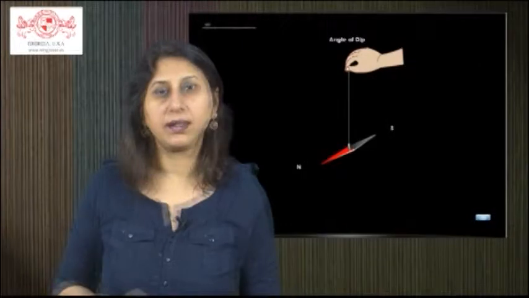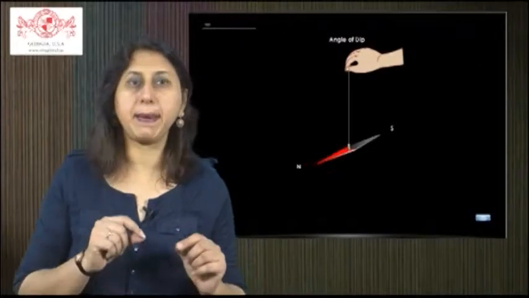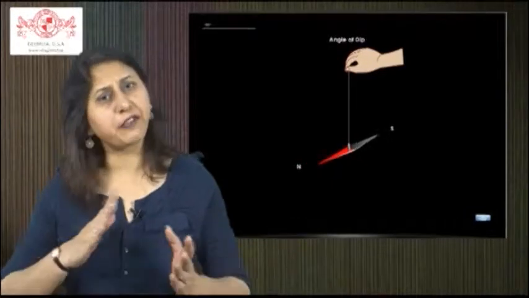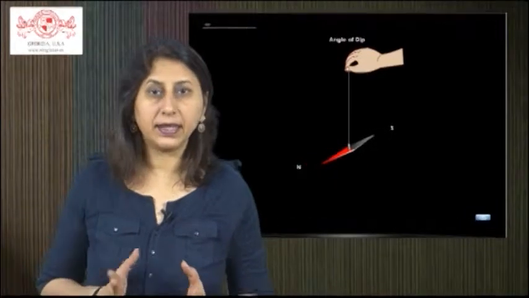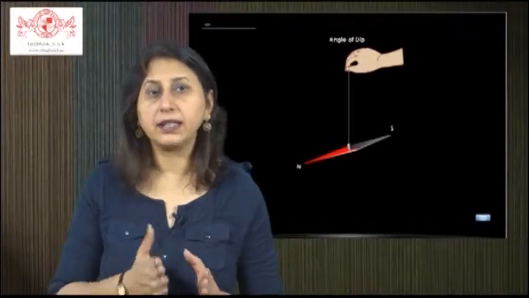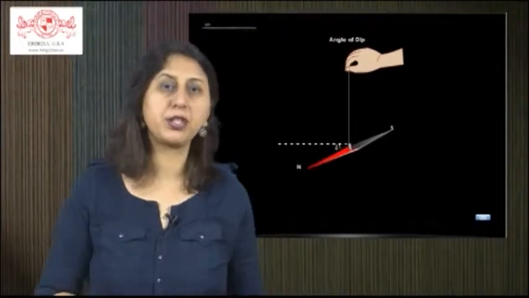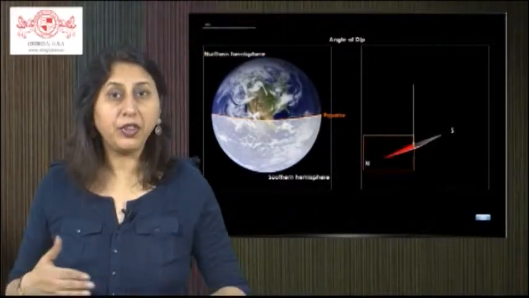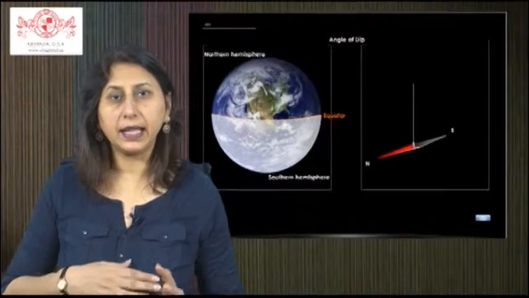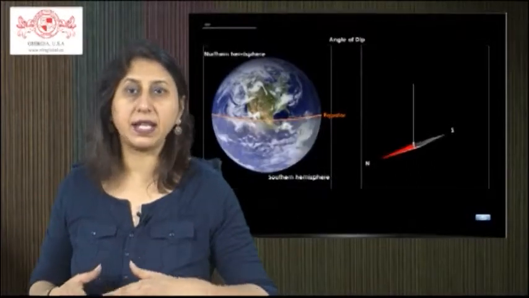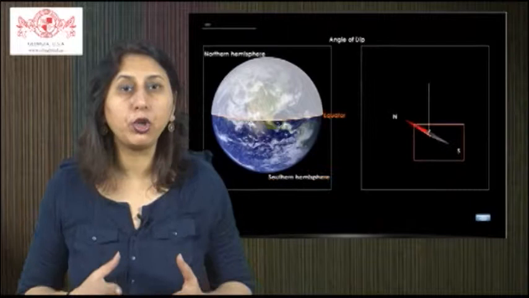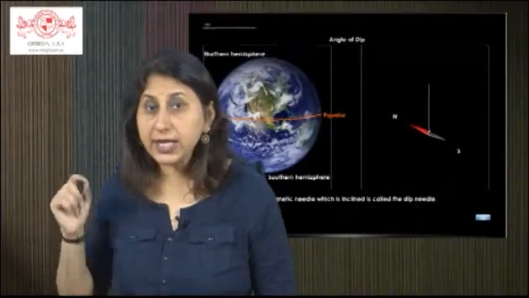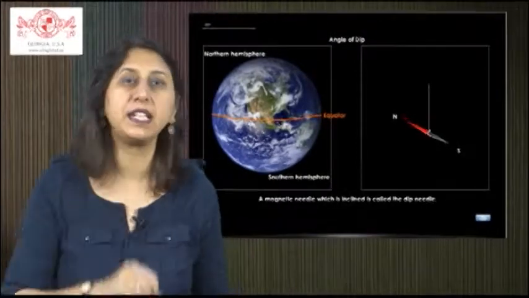at that point. When a magnetic needle is suspended freely about its center of gravity in such a way that it is free to rotate in a vertical plane, then in a steady state the needle dips down with respect to the horizontal. It is found that in the southern hemisphere the north pole of the magnetic needle inclines downwards, whereas in the northern hemisphere the south pole of the needle inclines downward. A magnetic needle which is inclined is called the dip needle.